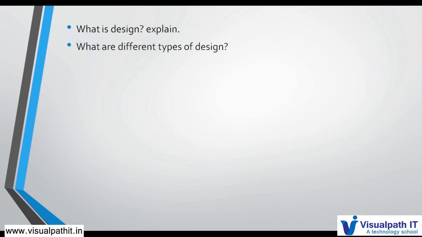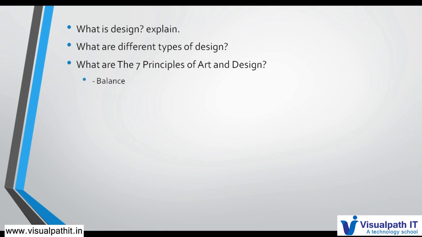Now let's understand what are the different types of design. Design mainly has three types: product, interface, and visual. Next, let's understand the principles of art and design. One is balance, contrast, emphasis, movement, pattern, rhythm, unity, and variety.